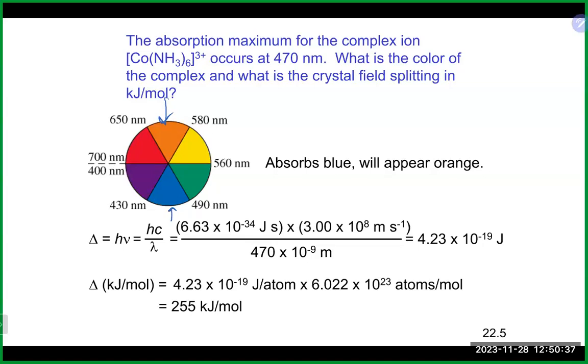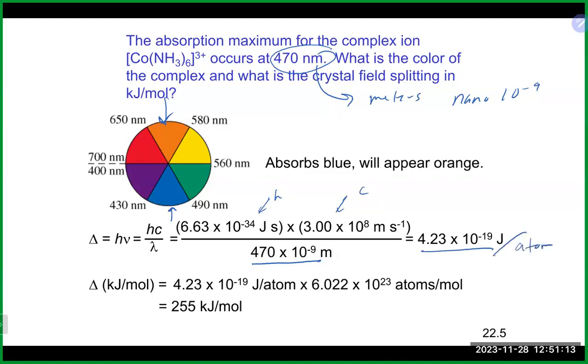Because of that, we can convert our 470 nanometers into meters. By the way, nano is 10 to the minus 9, and that is what this is down here, converting it into meters. Going into our equation, since we have the wavelength, h is Planck's constant, and c is the speed of light, we get 4.23 times 10 to the minus 19 joules. That's the change in energy, or the crystal field splitting between the d orbitals. That, by the way, is actually per atom.